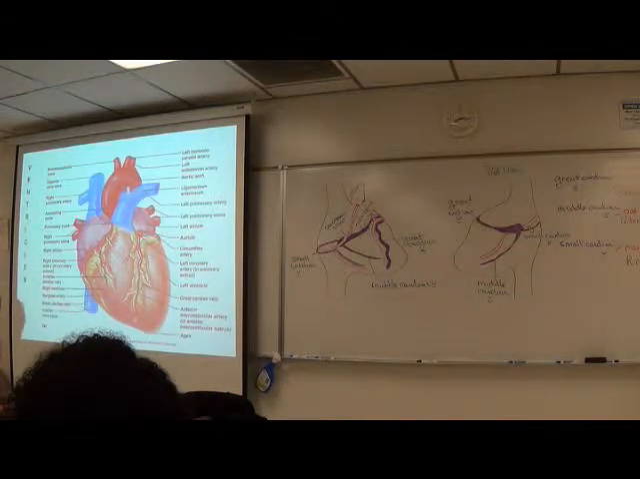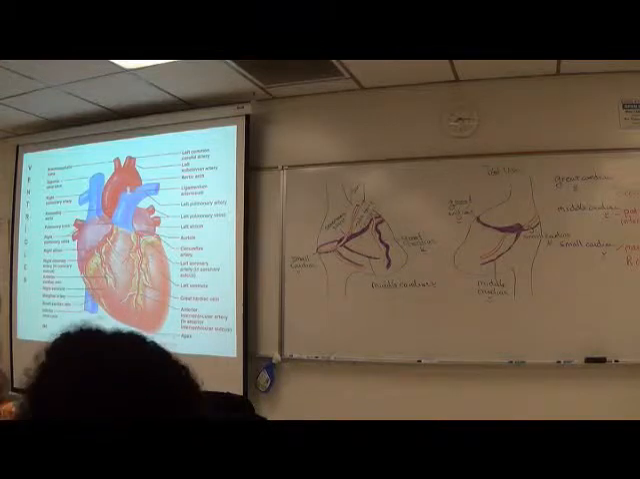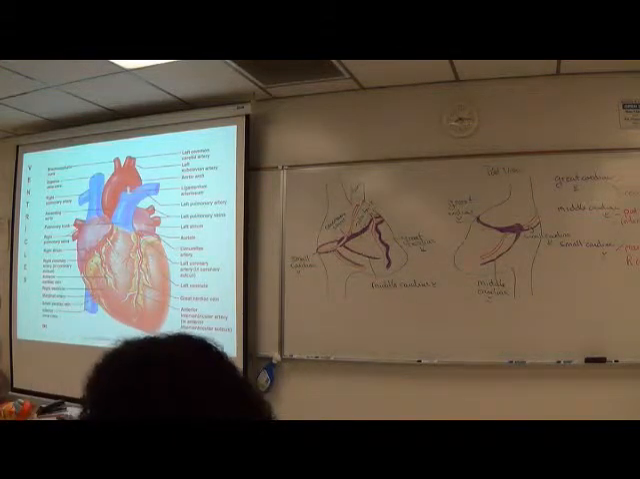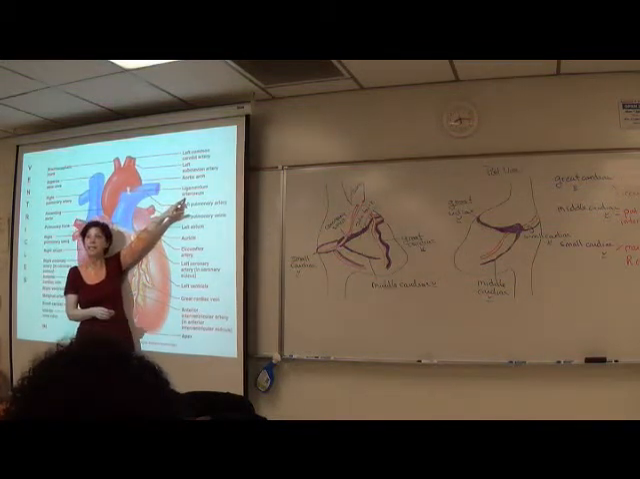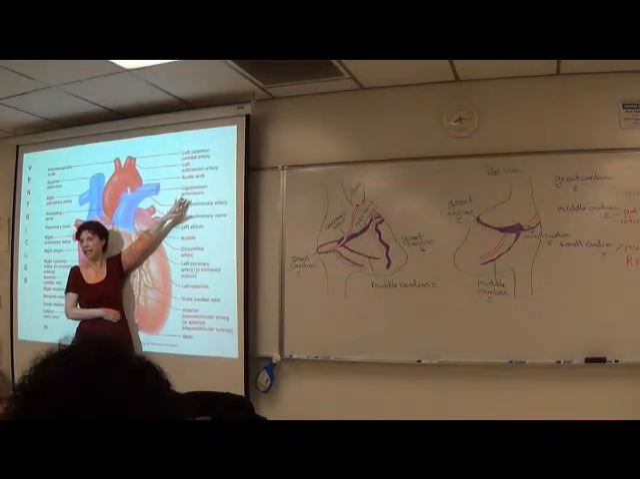Once the baby's born, pressure drops in the lungs because air now is filling the lungs rather than fluid. And that will start to close. It's like the foramen ovale becomes the fossa ovalis. And so once it's closed, this is now called the ligamentum arteriosum instead of ductus arteriosus.